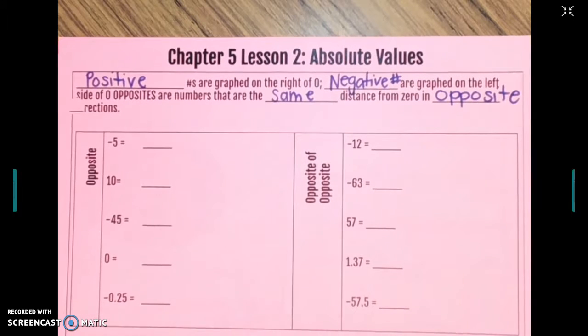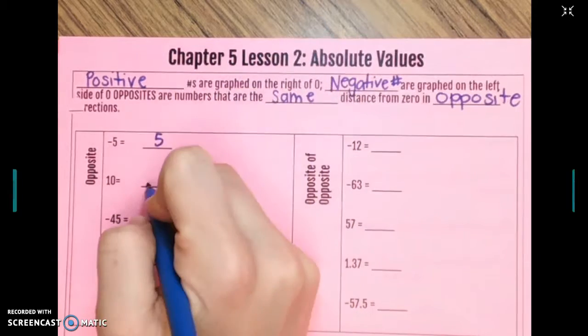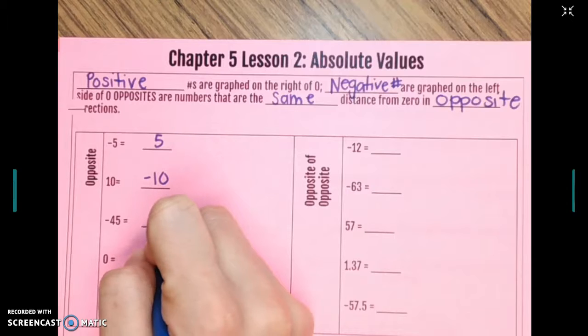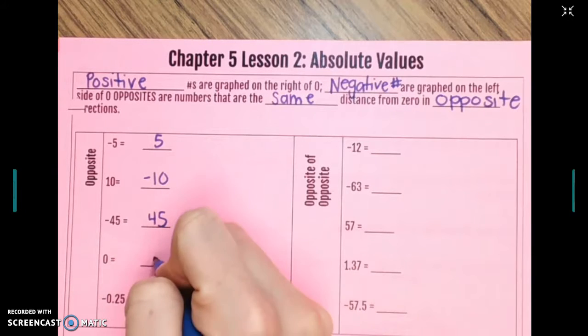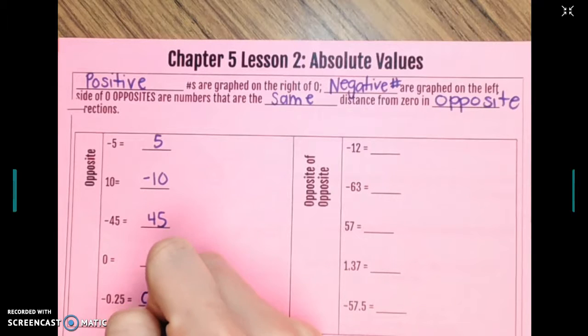Okay, let's look at this. They want to know what's the opposite of negative 5. That is 5. The opposite of 10 is negative 10. The opposite of negative 45 is 45. The opposite of 0 is 0. The opposite of negative 0.25 is 0.25.